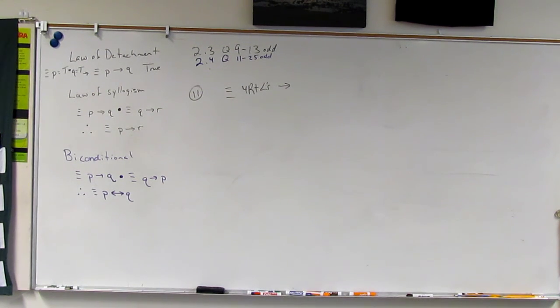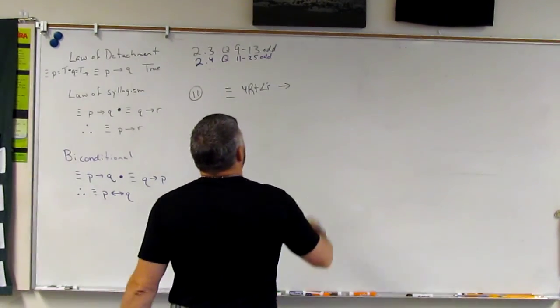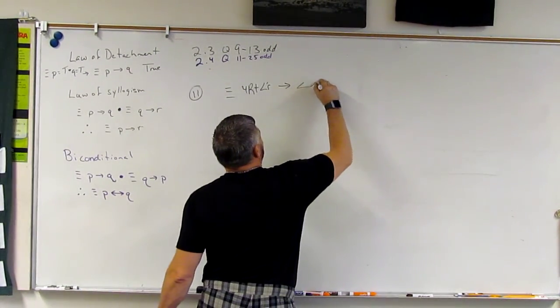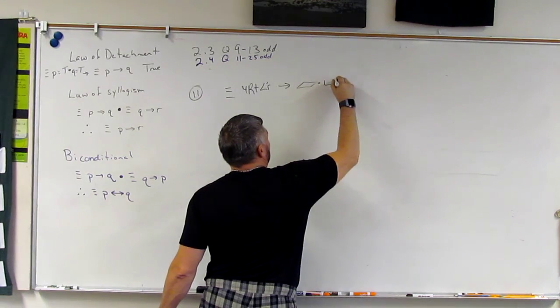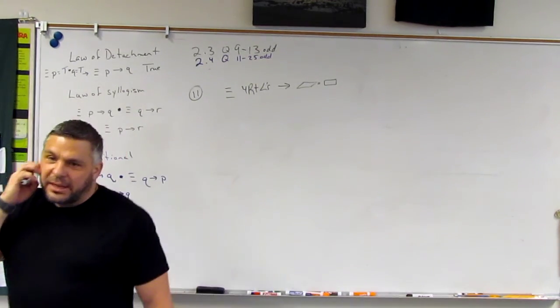Different page, 2.4. We did 11 on 2.3. You're right. Sorry. This is 2.4 11. So we're doing two homework assignments. All right. So the parallelogram is a rectangle. This is how you say it: a parallelogram is a rectangle. Okay?